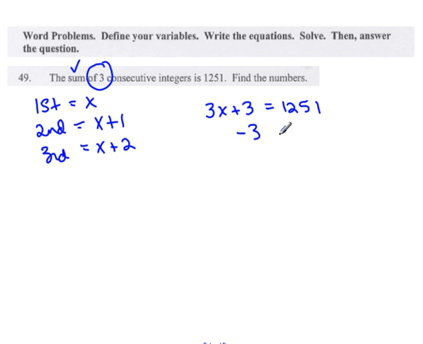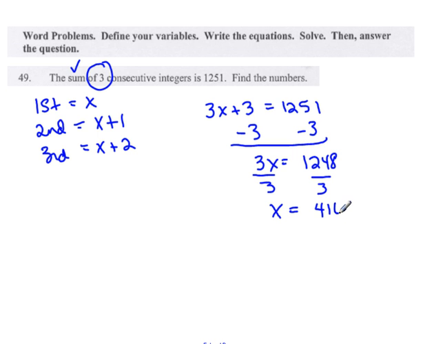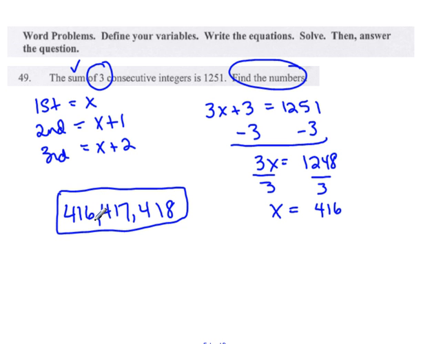So I will subtract 3, and then divide by 3, and the first integer is 416. To find the other numbers, which is what the question said to do, I would add 1 and add 2. So the integers are 416, 417, and 418. And a quick check would be that they are indeed integers that come one right after the other, and that if you add them you get 1251.